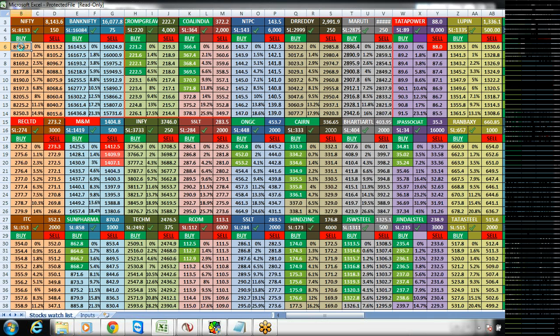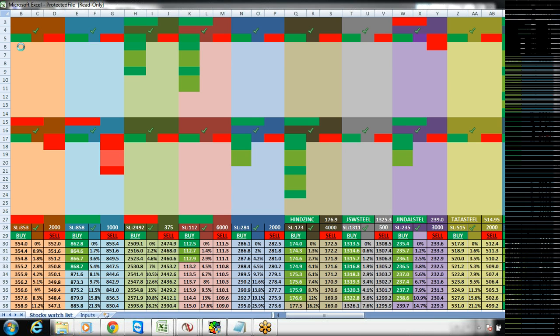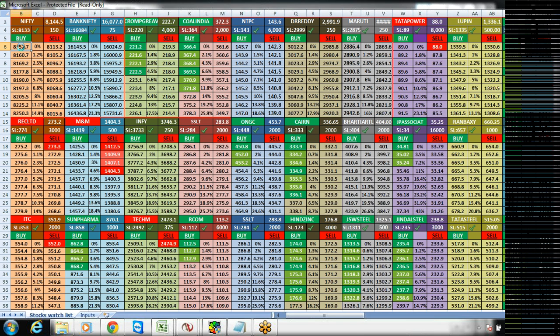So each and every script has its own individual strength irrespective of the market. They move in their own direction, and sometimes Nifty helps in picking the scripts also, giving a trend to a script also. So that way all the scenarios are factored in. You don't have to worry about all this volatile market, non-volatile market, gap up, gap downs, flat market. You don't have to worry about any of these things.